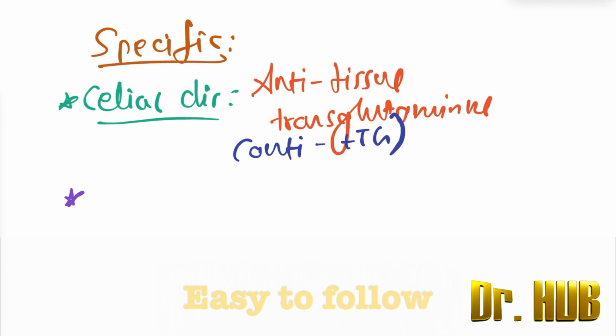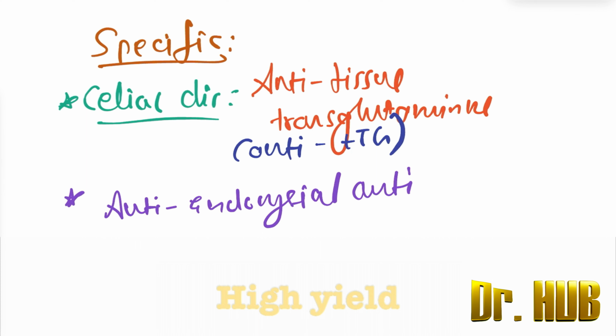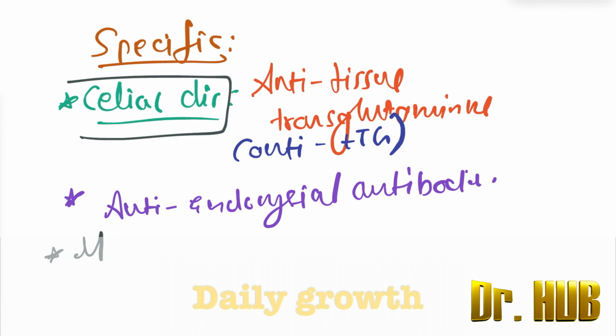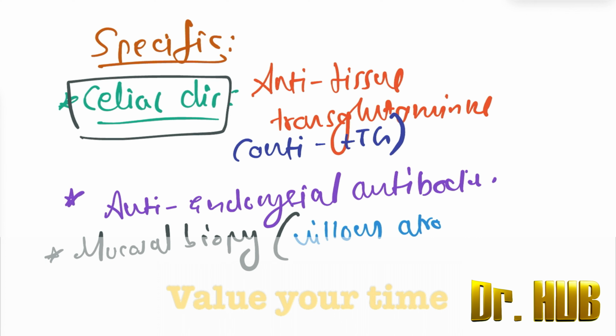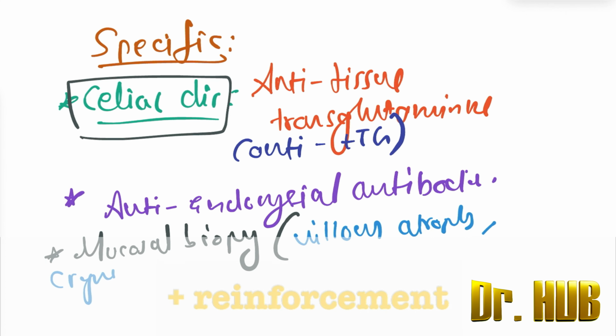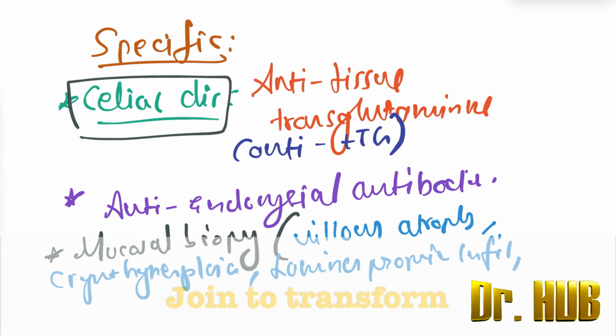Next, we also have the anti-endomysial antibodies. All this comes under celiac disease. Next is the mucosal biopsy, and what does it show? The mucosal biopsy shows villus atrophy, as well as crypt hyperplasia, then lamina propria infiltrates. It also includes a normal mucosal thickness.